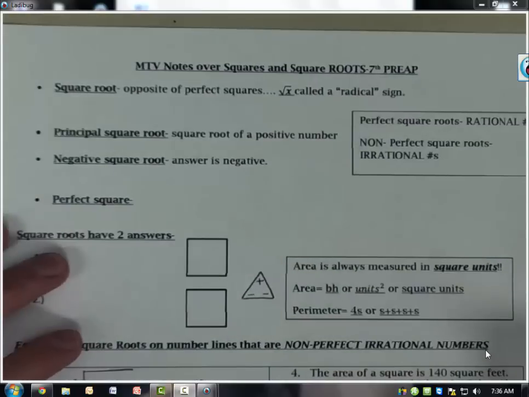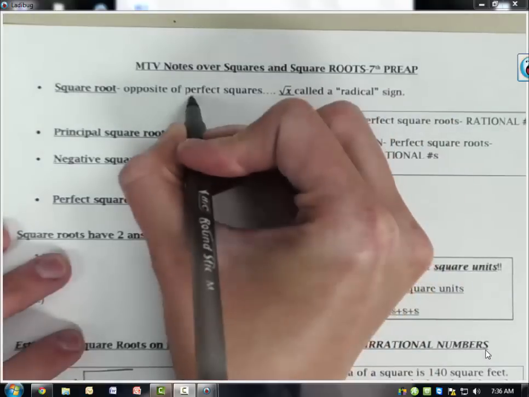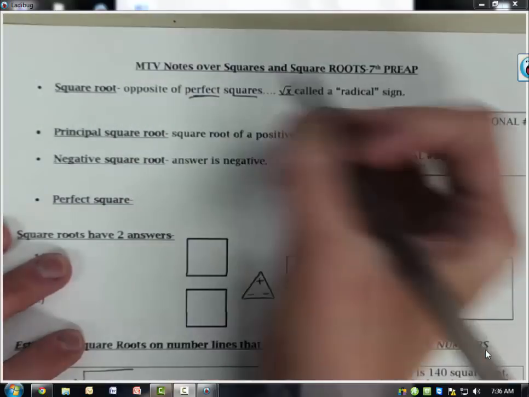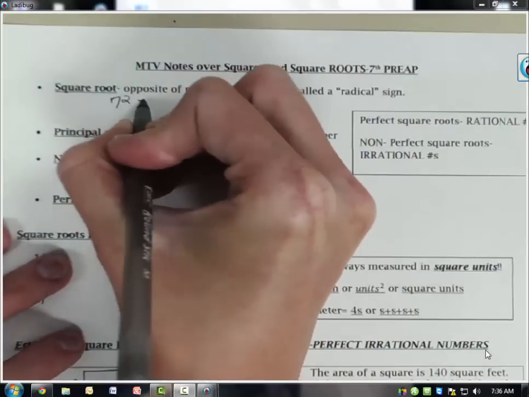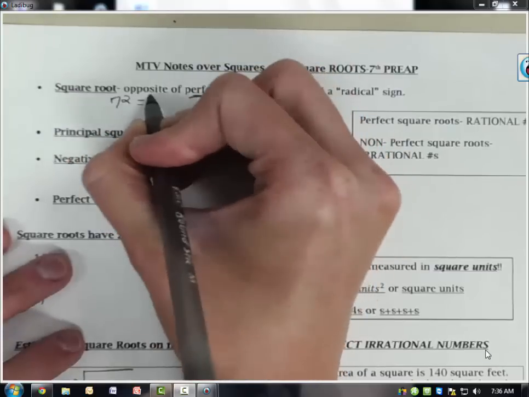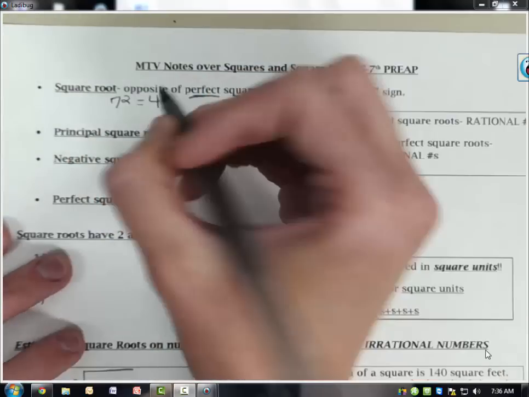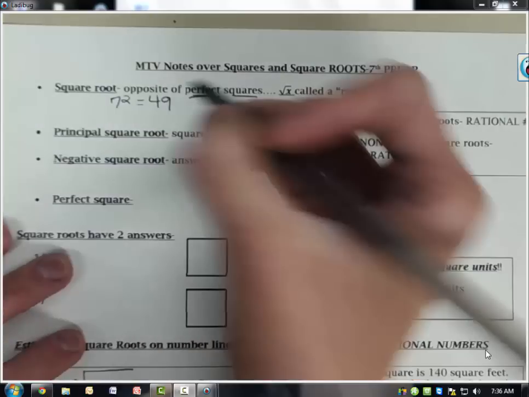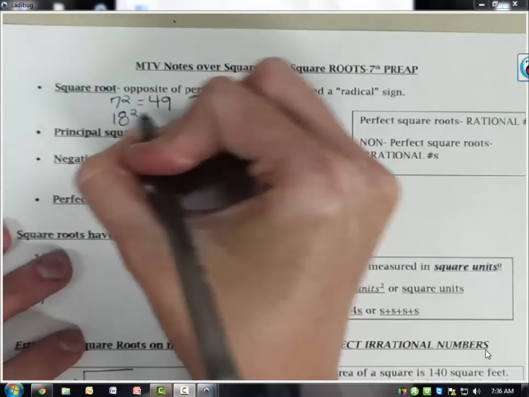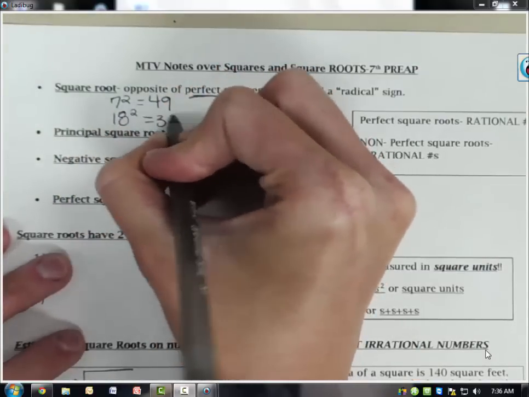Let's start off with what are square roots. Well, they're the opposite of perfect squares, which you just took a test on. So, really fast, 7 squared is 7 times 7, which equals 49. 18 squared, or 18 times 18, equals 324.